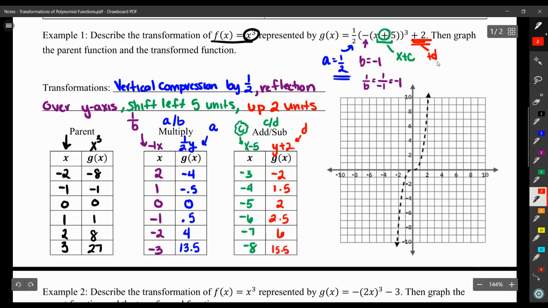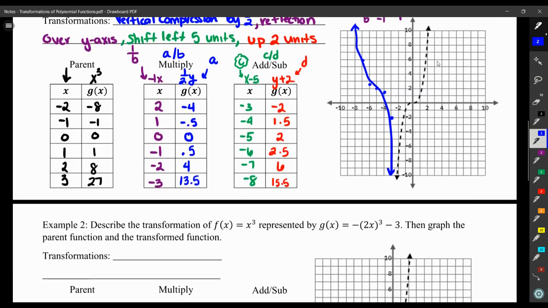And you have completed the transformations for this first example. The last thing we need to do is actually graph it. Now, the parent function is already here. The parent function is the dashed function. So let's use our final table. This is the one we graph because this is the one table that has all of the transformations applied. So let's go ahead and graph this. So -3, -2, -4, 1.5, -5, 2, -6, 2.5, -7 and 6, and -8 and 15.5, I can't graph. That's too far up. But we have enough to get an idea of what our cubic function should look like.